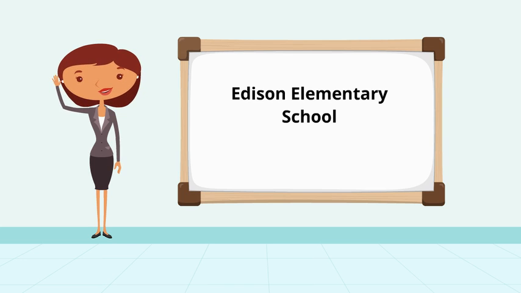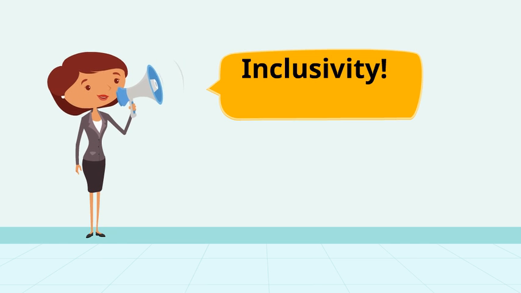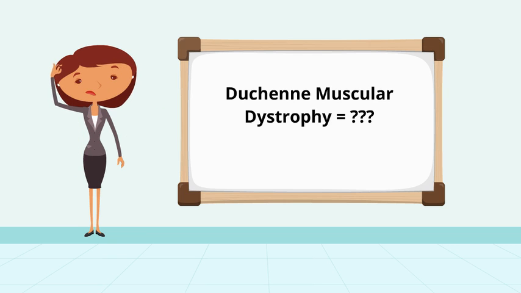Meet Heather. She is a new principal at Edison Elementary School. She wants to develop an inclusive learning environment for all students, including students with disabilities. However, she doesn't know what Duchenne muscular dystrophy is.